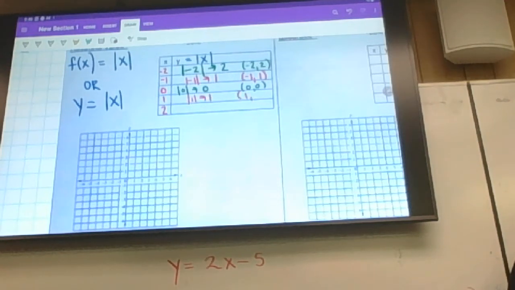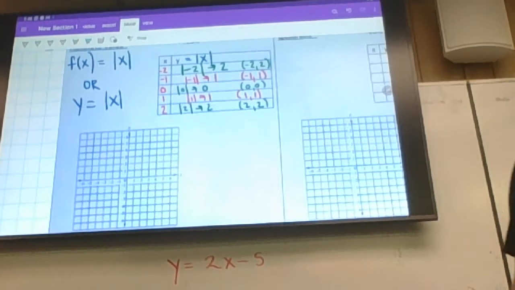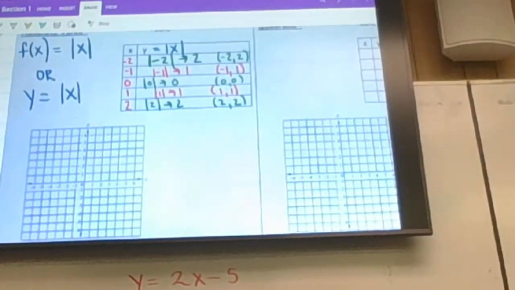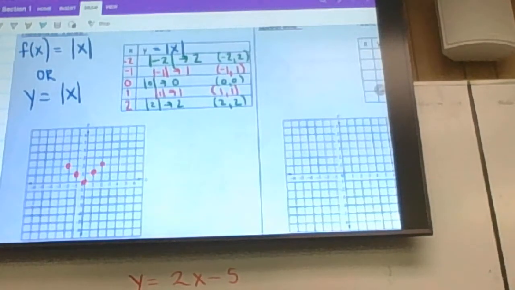So the absolute value of positive 1 is still positive 1. Absolute value doesn't mean opposite, it means distance, it means positive. So here's the table I'm looking for. And when I graph negative 2, 2, negative 1, 1, 0, 0, 1, 1, 2, 2, I got a nice V shape.